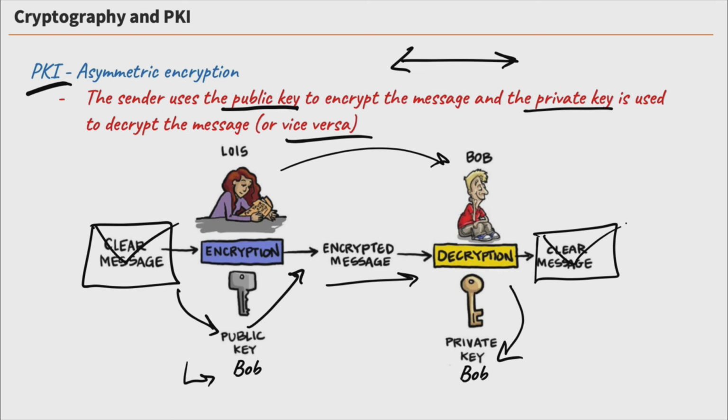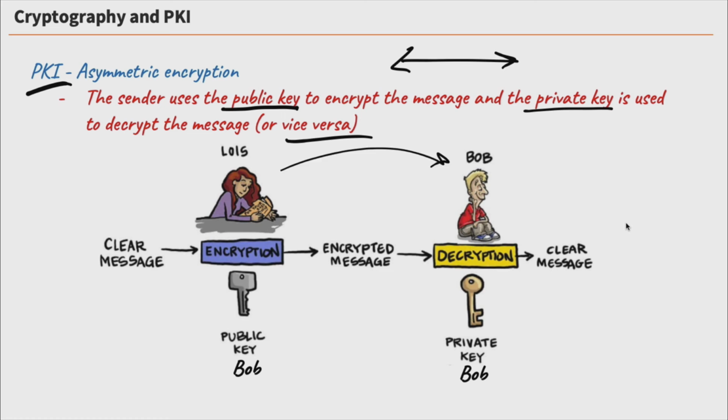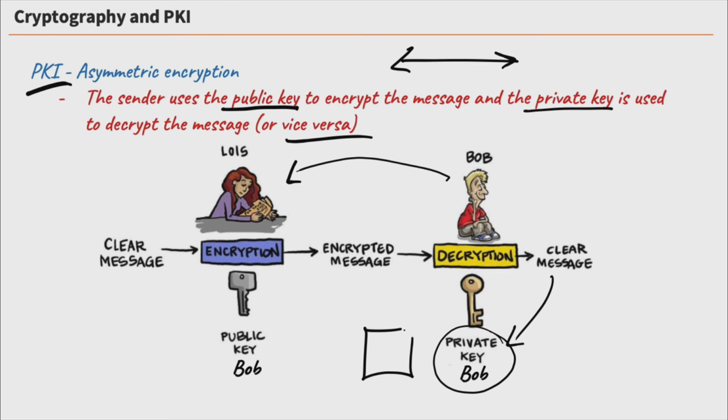But you can do the opposite as well. If Bob wanted to send Lois a message, let's clear these off here. What he could do is, if he wanted to send Lois a message, he could encrypt a message with his private key. So we now have an encrypted message here. We'll put a little key in it to signify it's been encrypted. He sends it to Lois. Lois goes and gets Bob's public key and decrypts it, and she can read it.